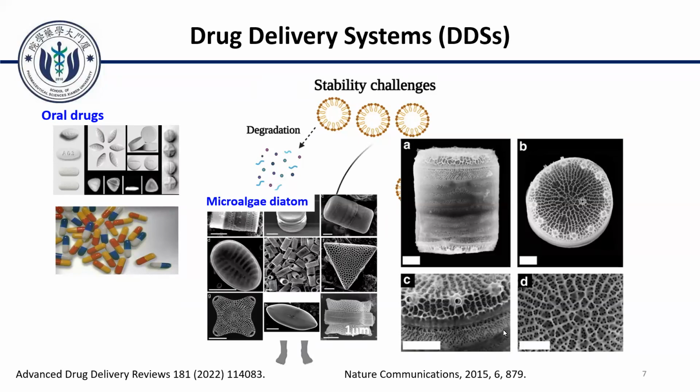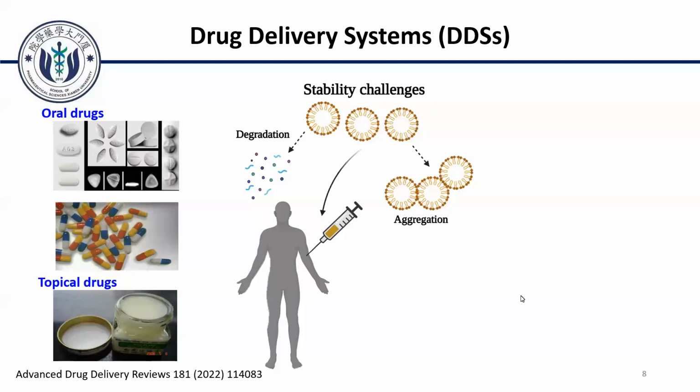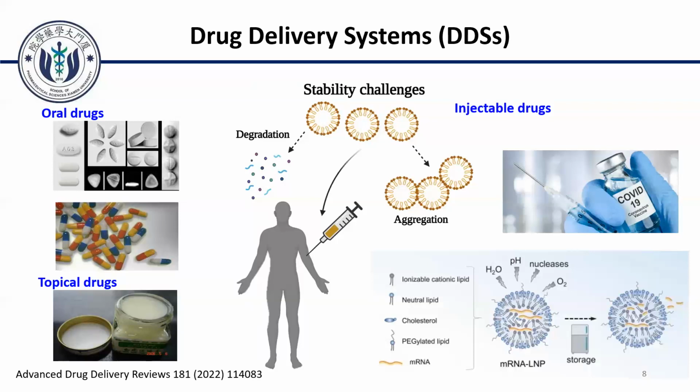The surface of this biosilica can be modified chemically and or genetically to have tunable drug loading and release, as you may well work on in the near future, and to display specific targeting delivery. And there are topical drugs in the form of cream, gel, lotion, and injectable drugs, for example. In this case, particles need to disperse very well in the aqueous solution. Like COVID-19 vaccines, they require high colloidal stability to favor long-term storage and delivery.